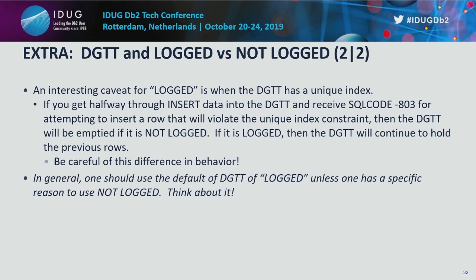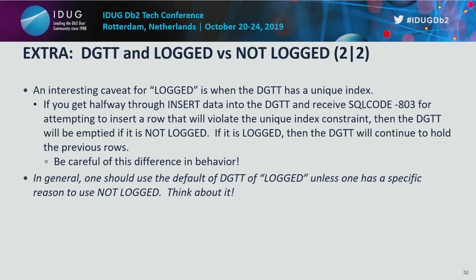My experiment showed there is one little caveat for using logged and not logged. If you're inserting data and you do have a unique index and you get an SQL code -803 for violating the unique index constraint, then the DGT will be emptied if it is not logged. If it is logged, it will continue to hold the previous rows.